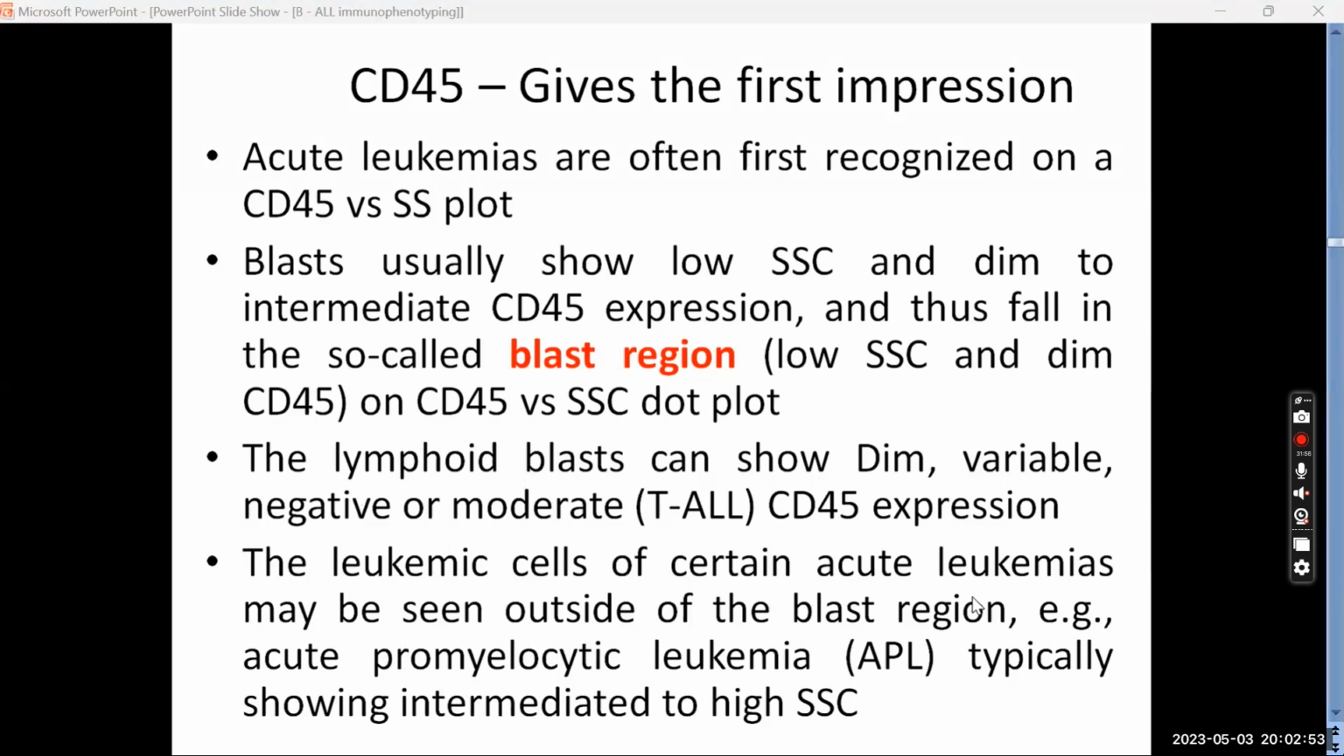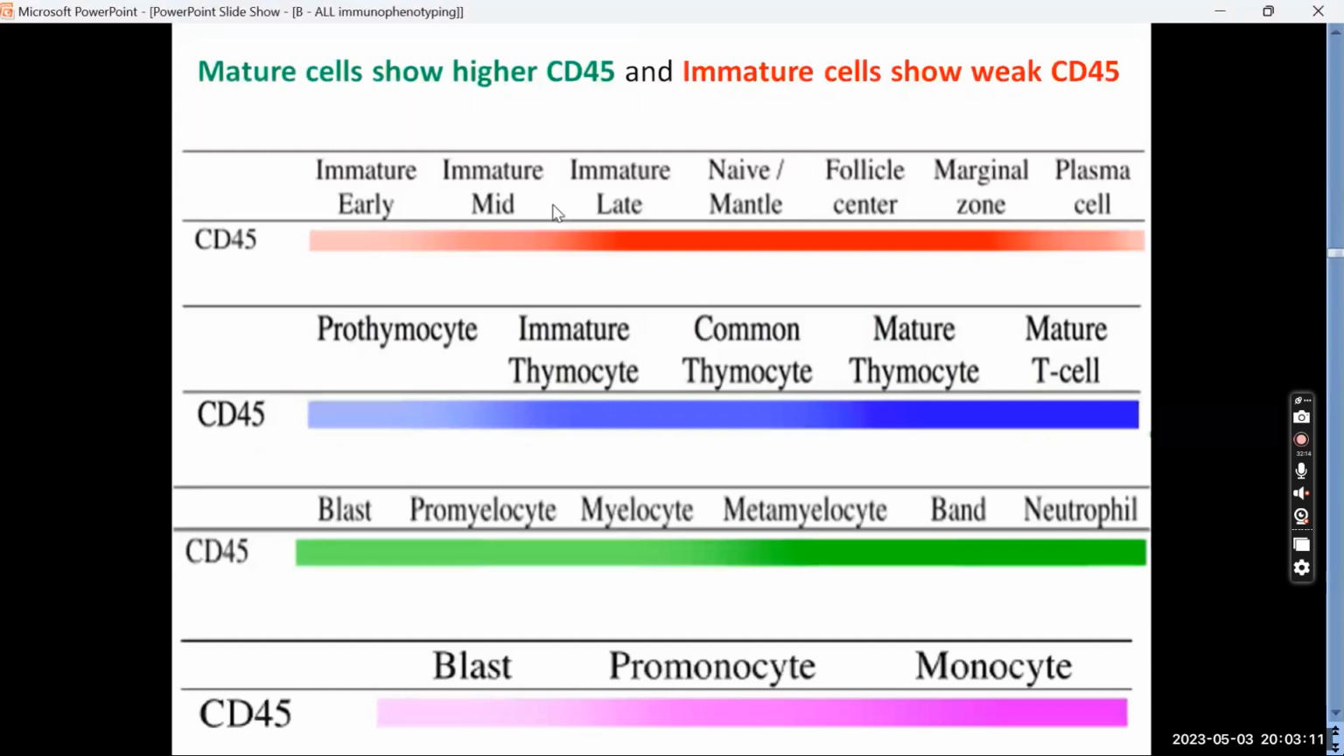The leukemic cells of certain acute leukemias may be seen outside this blast region. For example, APML, acute promyelocytic leukemia, may not fall in the blast region at all, typically showing intermediate to high side scatter. Now, as I said, mature cells show higher CD45 and immature cells show weak CD45. You see this is maturation of B cells, this is maturation of T cells, this is maturation of myeloid cells, and this is maturation of monocytes.